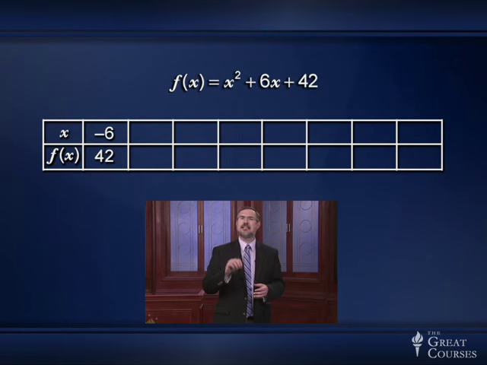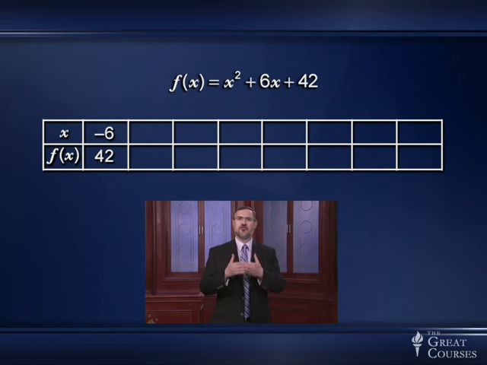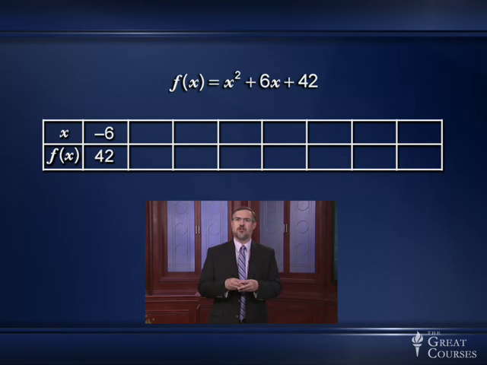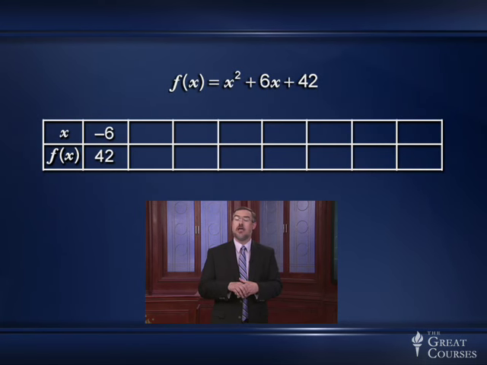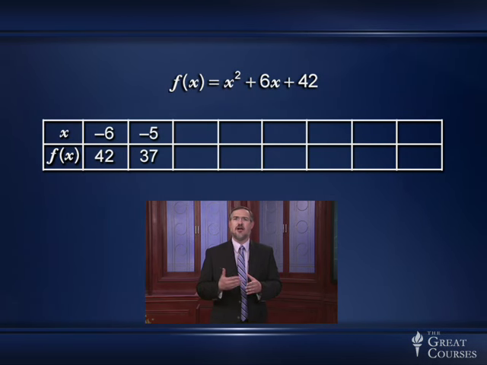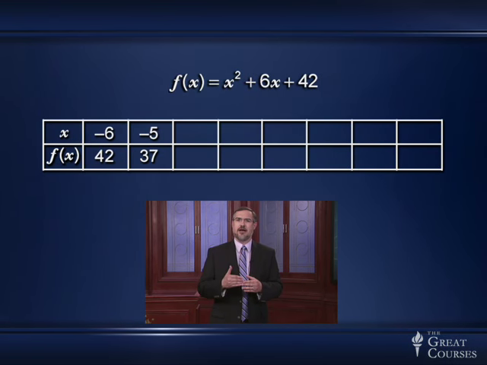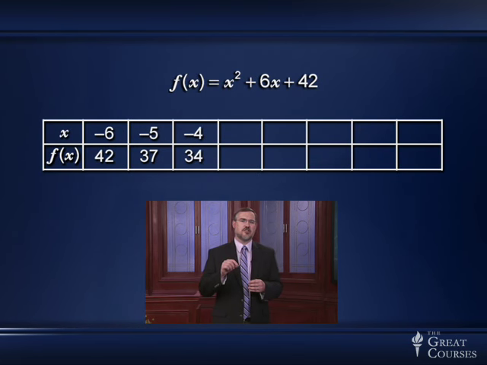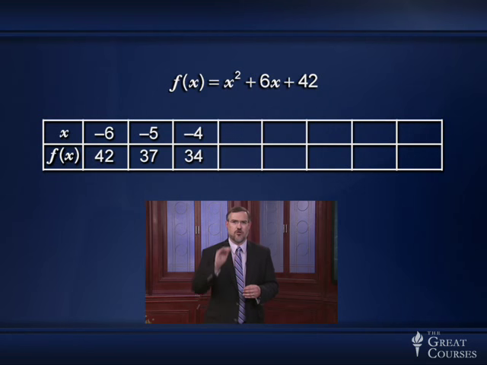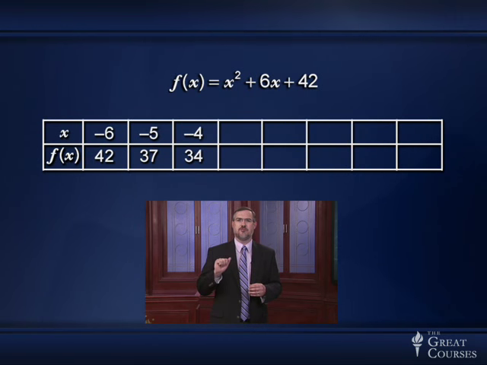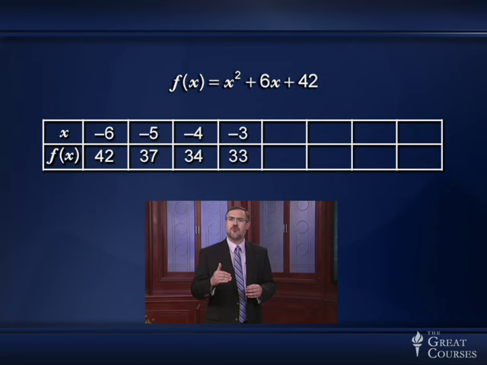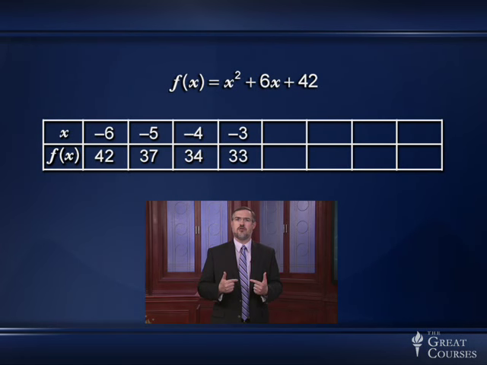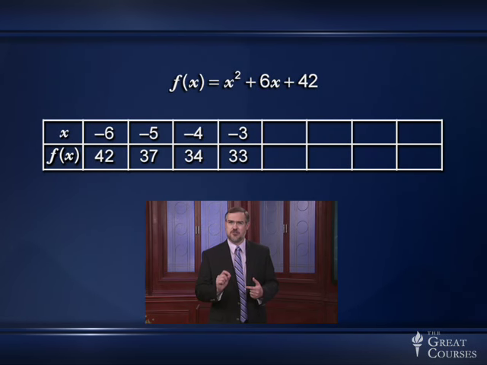If I plug in -6 and then do the arithmetic, I'm going to get 42 back as the y value. If I plug in -5, I would get 37 back. If I plug in -4, I would get 34 back. And notice that these numbers are getting smaller. Remember, I want the smallest y value possible. When I plug in -3 for x, I get 33 back for f(x). That's a little bit smaller.